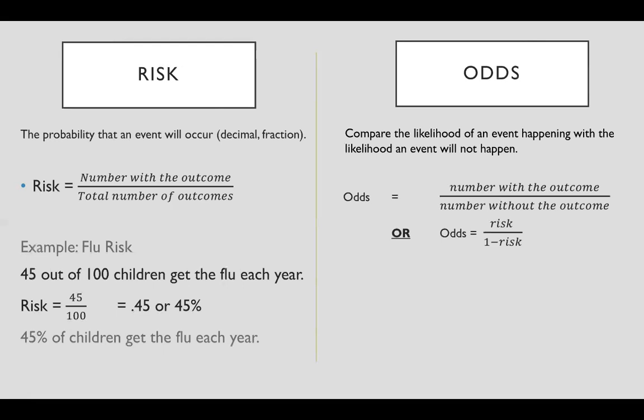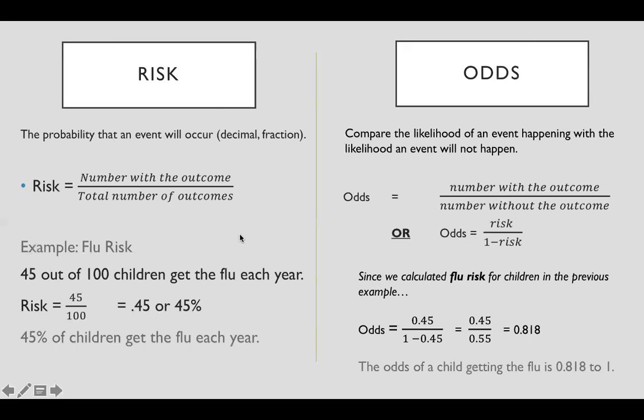Now, if we compare that to odds, odds is the likelihood of an event happening compared with the likelihood that the event will not happen. So risk and odds have the same numerator, but different denominators. Odds compares to the number in the other group, so it's the number without the outcome in the denominator. Or, if you've calculated risk previously, you can take risk and divide it by 1 minus risk, and that will give you your odds.